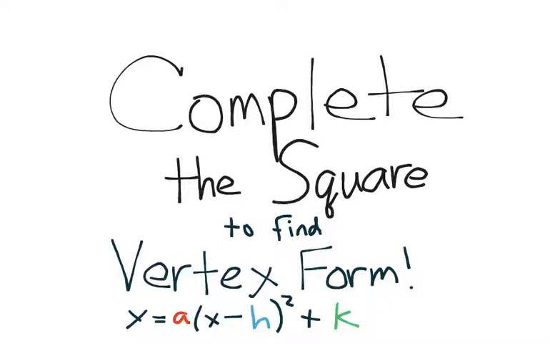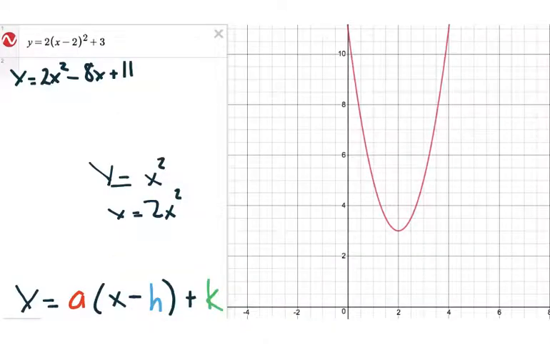So I'm just going to do a little graph to show you what finding vertex form actually means. For this sample graph, I just plugged in the vertex form, y equals a(x minus h) squared plus 3. What the a is, is called a vertical stretch, in which all the y values are doubled.